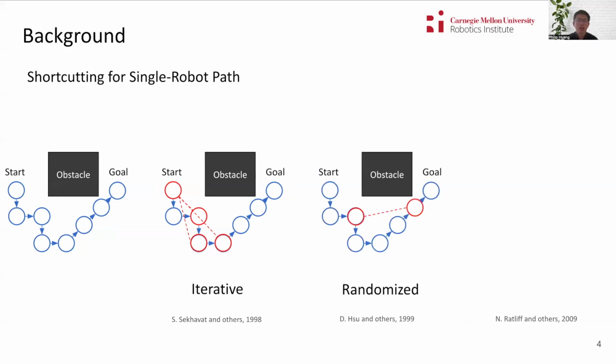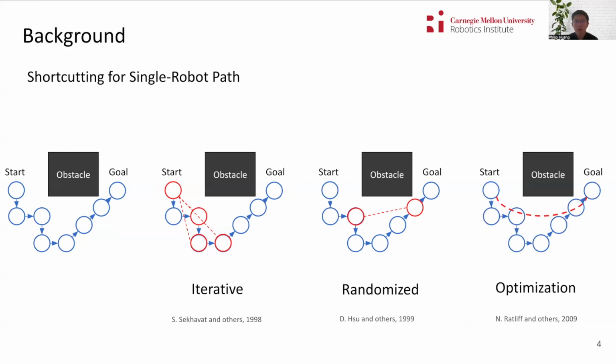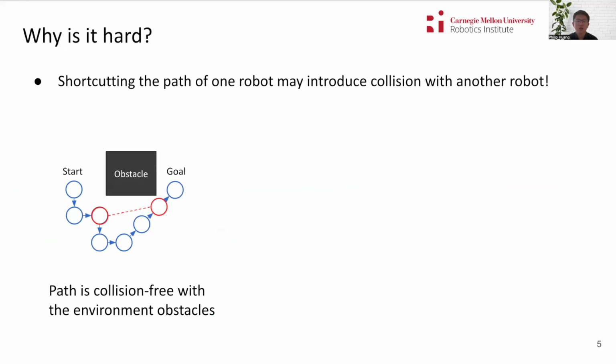We can also select these endpoints randomly and repeatedly check for collisions until a fixed time limit. Lastly, we can also formulate this as an optimization problem, but this often does not guarantee the result is collision-free. In practice, randomized shortcutting is often more efficient at reducing path length. So why is this hard? For a single robot, as long as the shortcut path is collision-free with the environment, it is a valid shortcut.